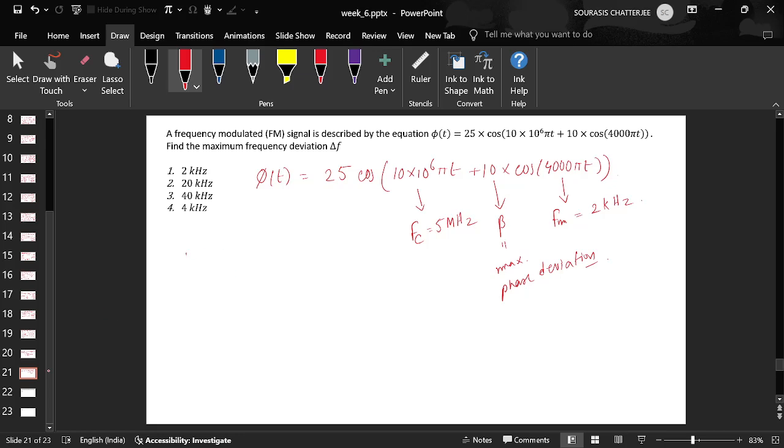So the modulation index beta is also given by the expression del f over fm, where del f is the peak frequency deviation that we need to compute. So del f is equal to beta times fm. Beta we already have from this expression, it's 10, and fm we have already obtained from this expression, again it's 2 kilohertz.